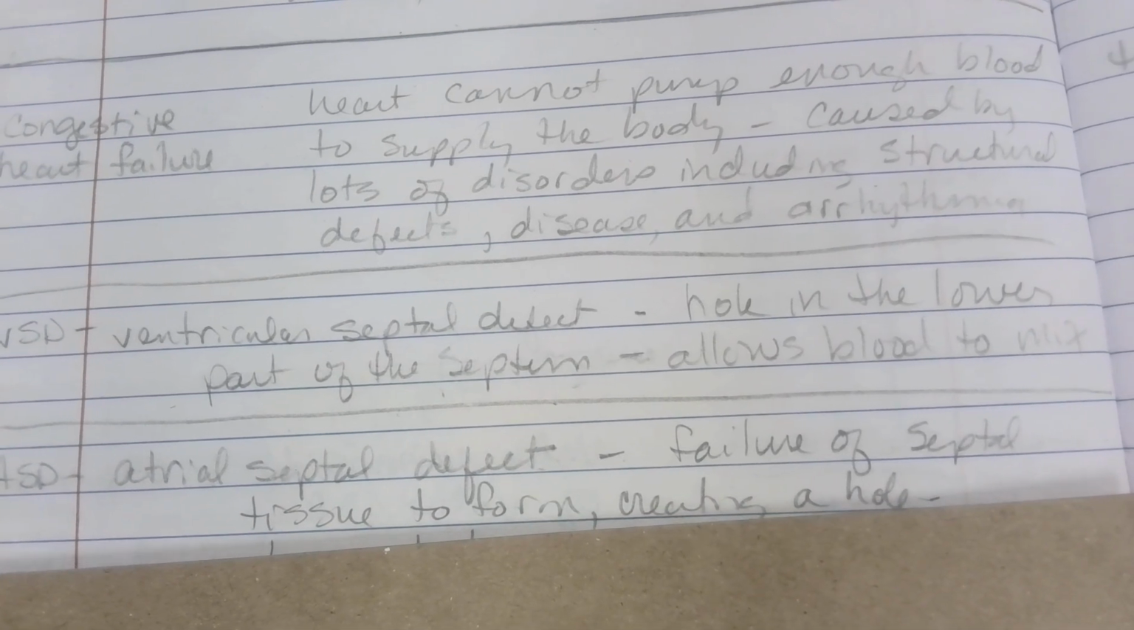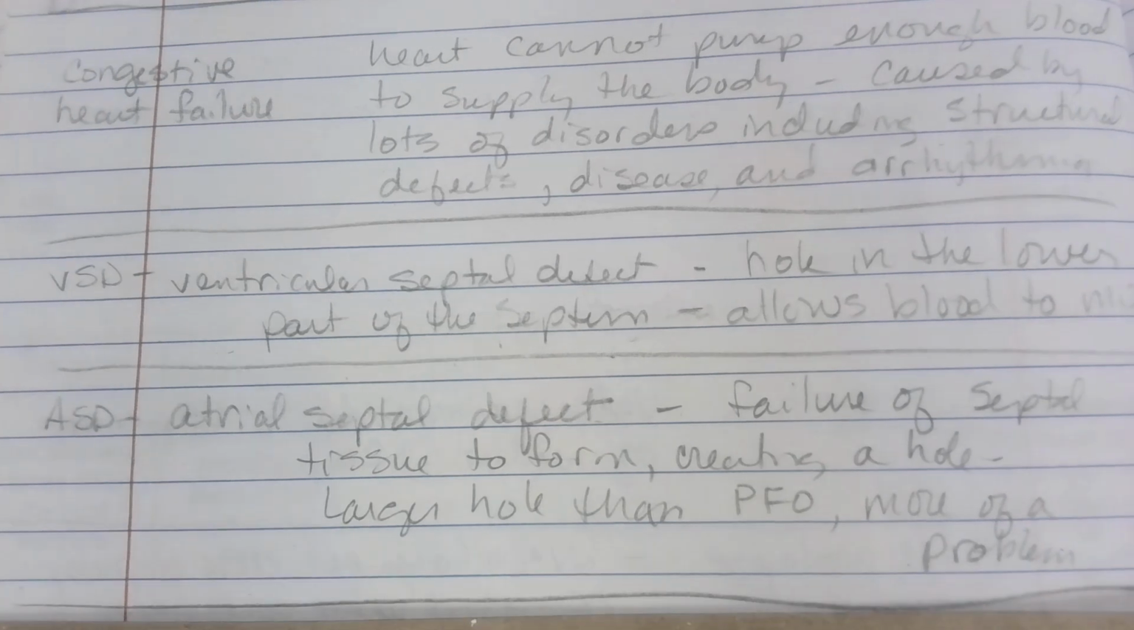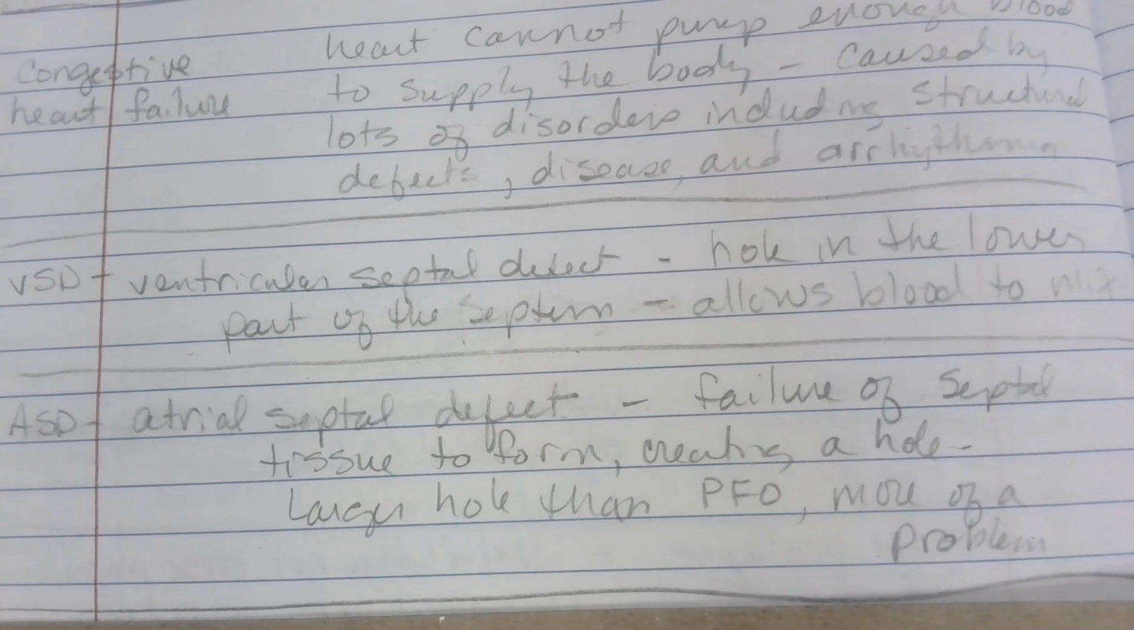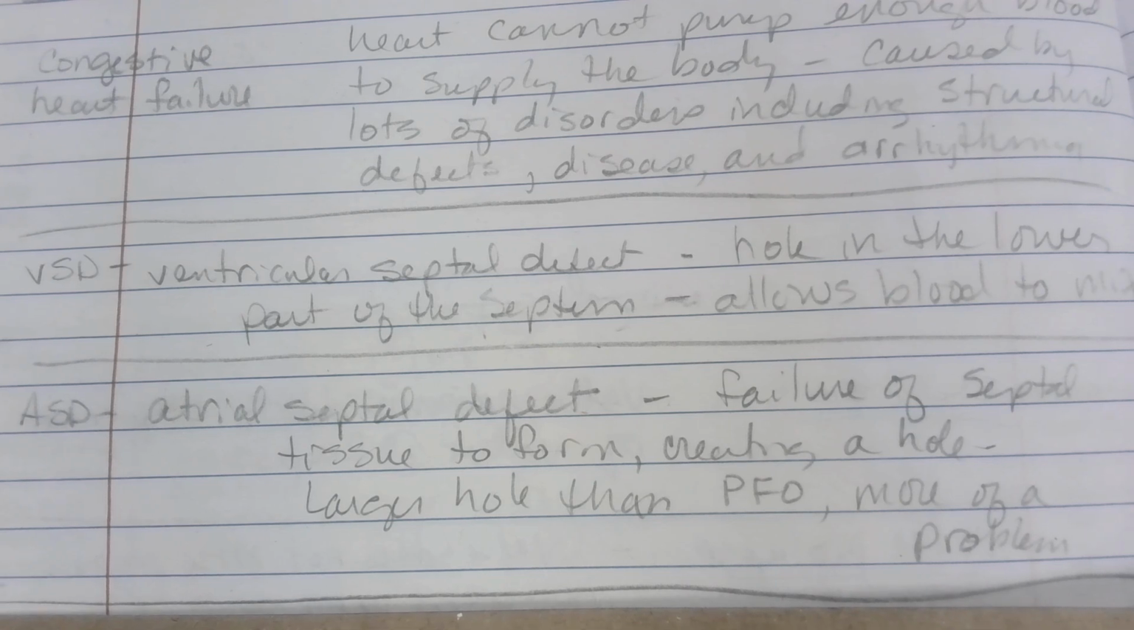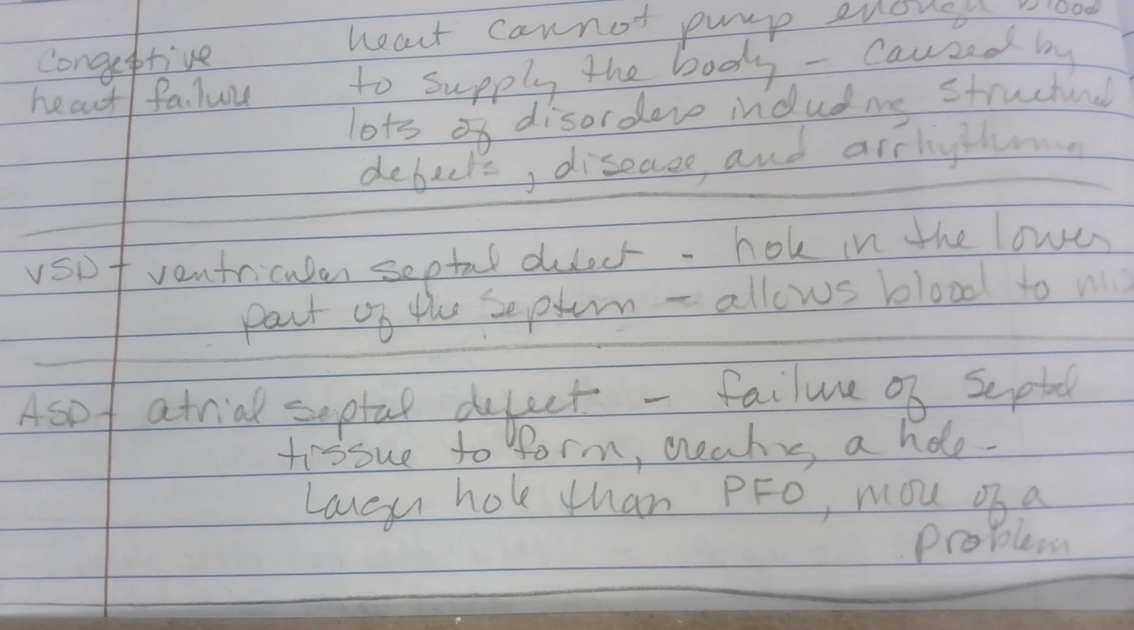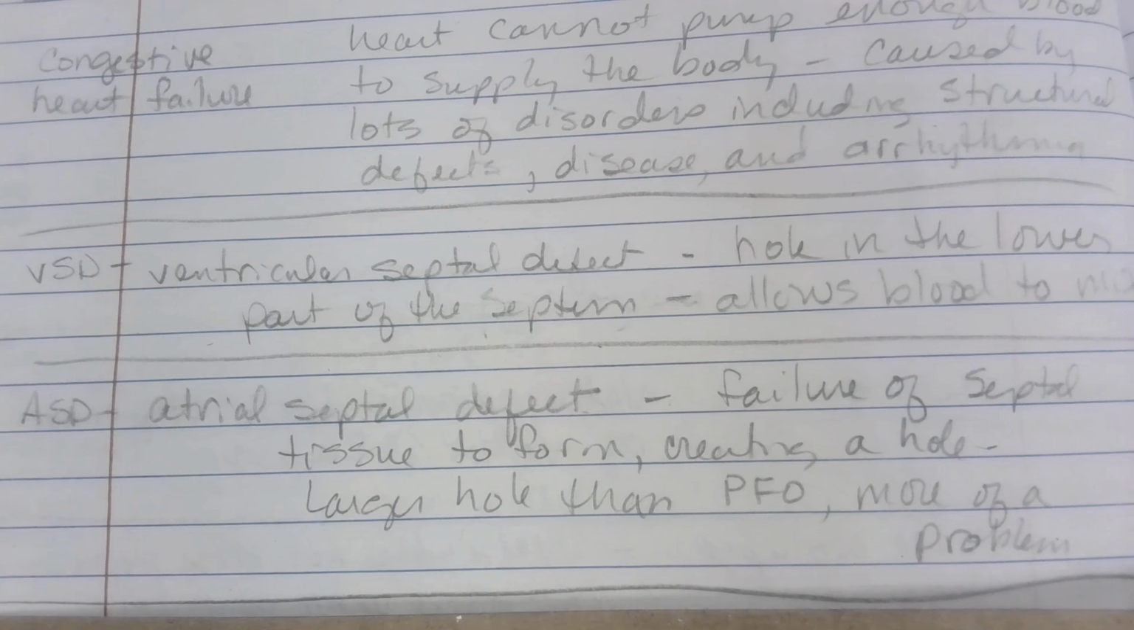ASD is atrial septal defect. This is a failure of the septal tissue to form, creating a hole larger than the hole for the PFO. This is more of a problem. Once again, blood is mixing in the atrium. So ASD, atrial septal defect, is a failure of the septal tissue to form. This creates a hole, and it's much larger than the hole in PFO. It's more of a problem, allowing blood to mix.